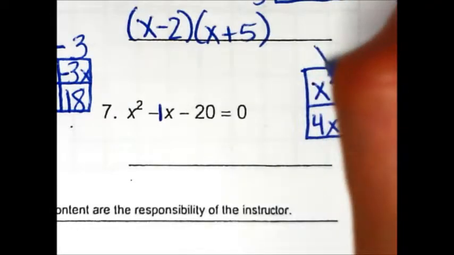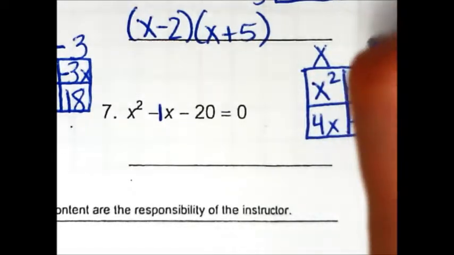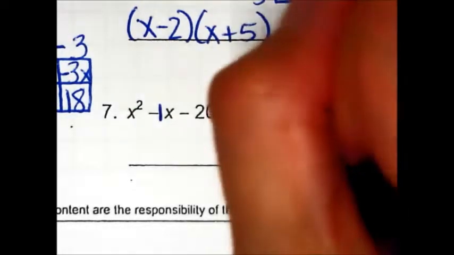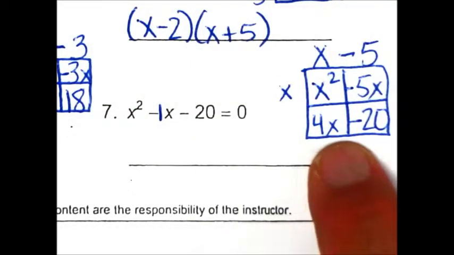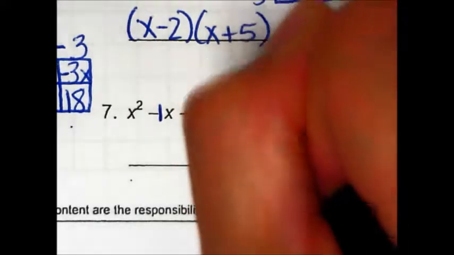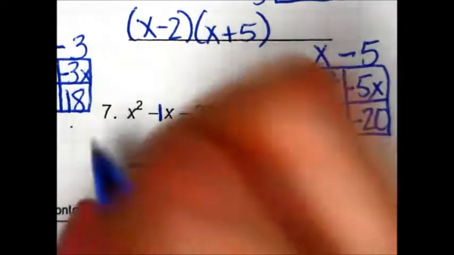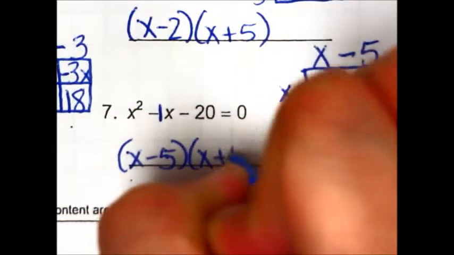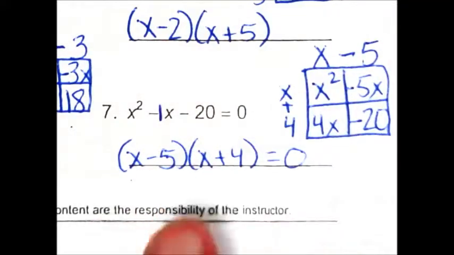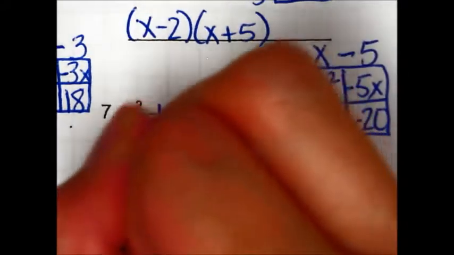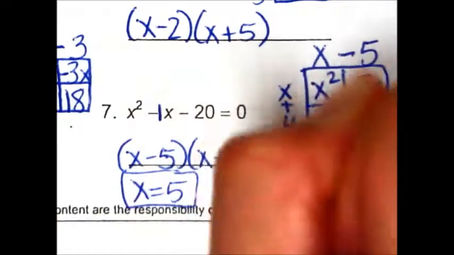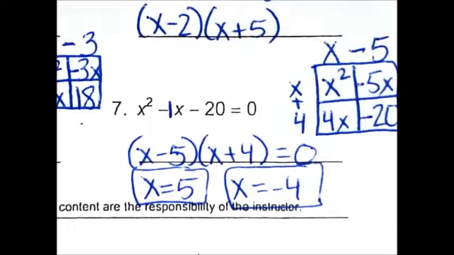So these share an x. These can both be divided by 5. Negative, so minus. These share an x. These can both be divided by 2, but go higher, go greatest common factor. They can both be divided by 4. It's a positive, put plus. So you're going to have x minus 5 times x plus 4 equals 0. Don't forget to finish and solve. X equals 5. X equals negative 4. All right, so there's the basics of factoring.